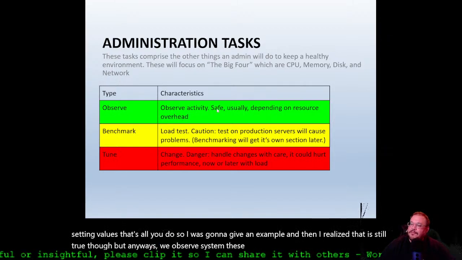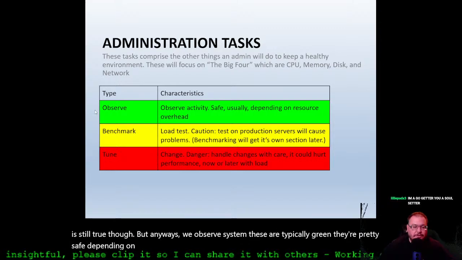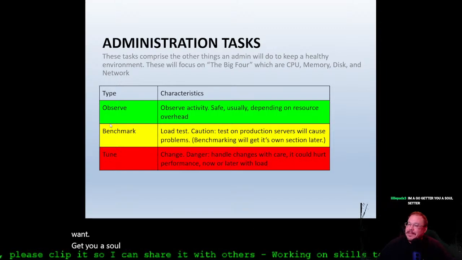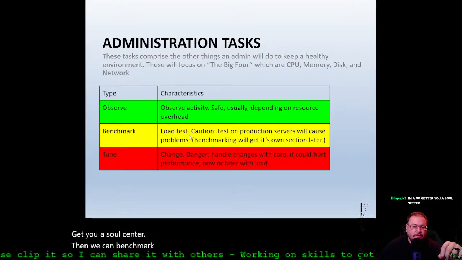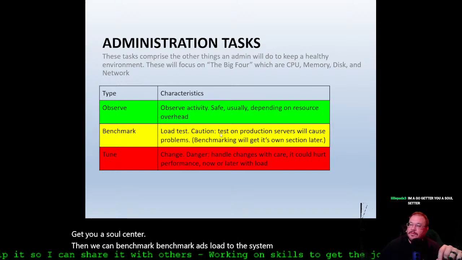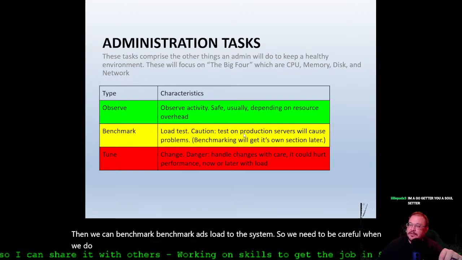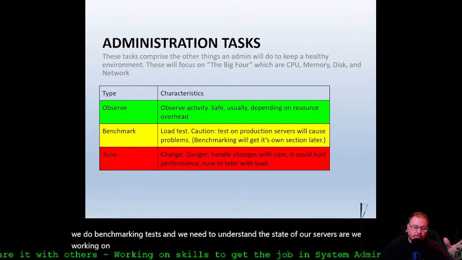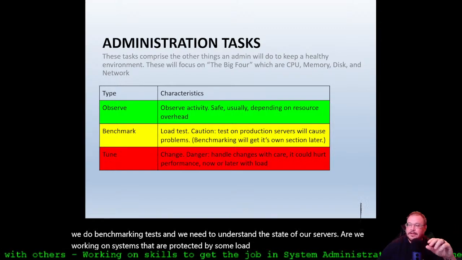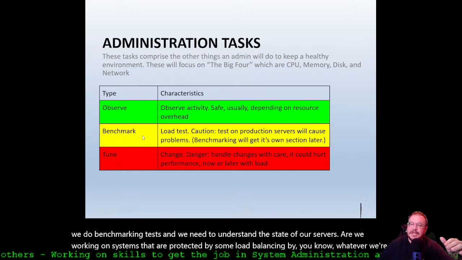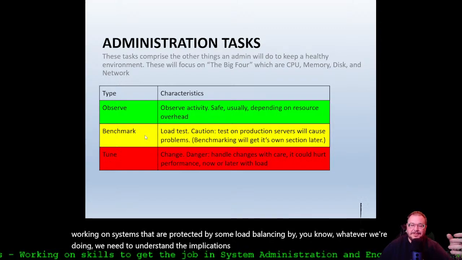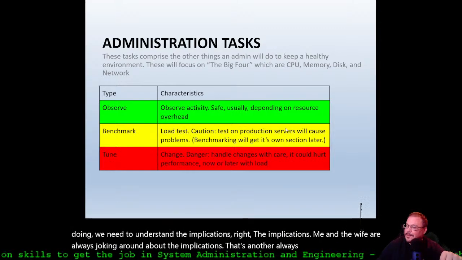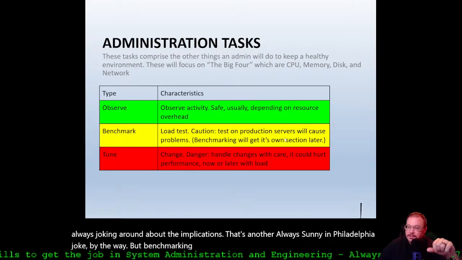These are typically green. They're pretty safe. Depending on the resource overhead, you can observe things almost as much as you want. Then we can benchmark. Benchmarking adds load to the system, so we need to be careful when we do benchmarking tests, and we need to understand the state of our servers. Are we working on systems that are protected by some load balancing? Whatever we're doing, we need to understand the implications, right? Me and the wife are always joking around about the implications. That's another Always Sunny in Philadelphia joke, by the way. But benchmarking gets its own section later.